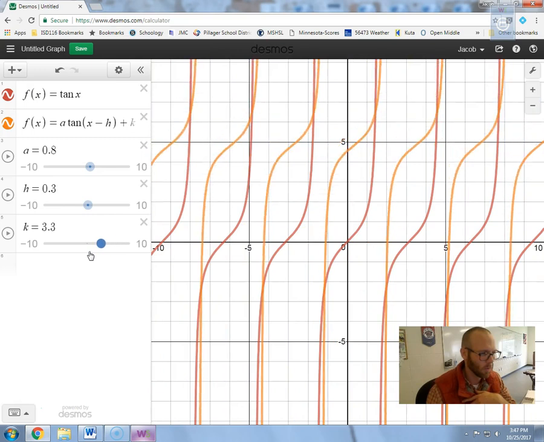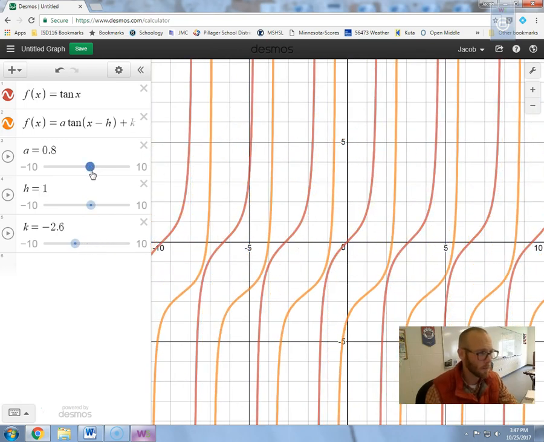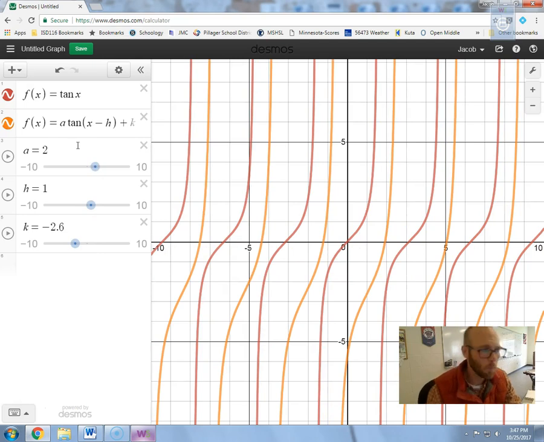What does the k do? Moves it up and down. We can see these same transformations work the same way for quadratics, trig functions, exponentials, logarithms, any kind of function that you're talking about. If it's in this form with an a in front, a minus h inside, and a plus k, the rules are always the same.